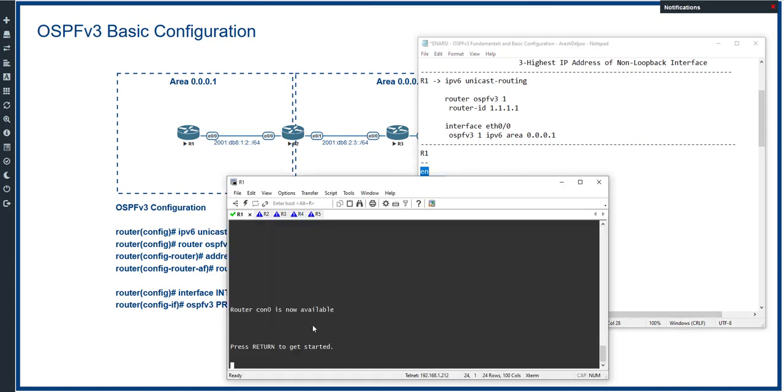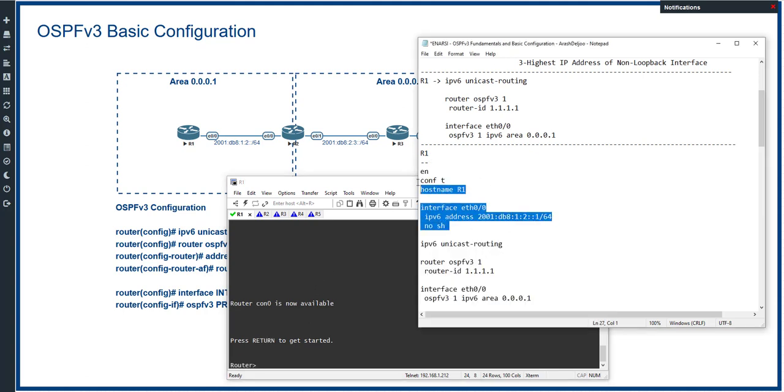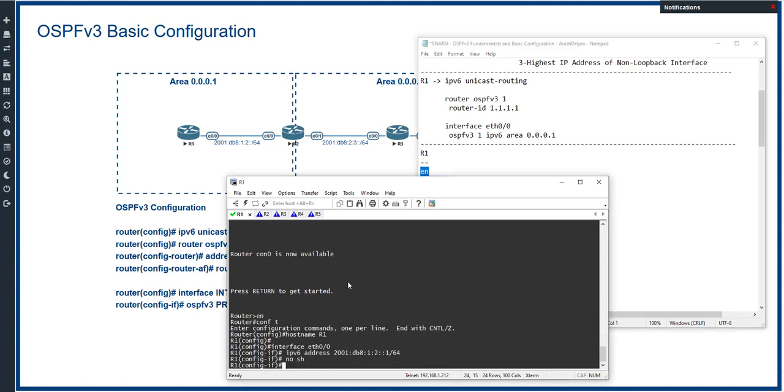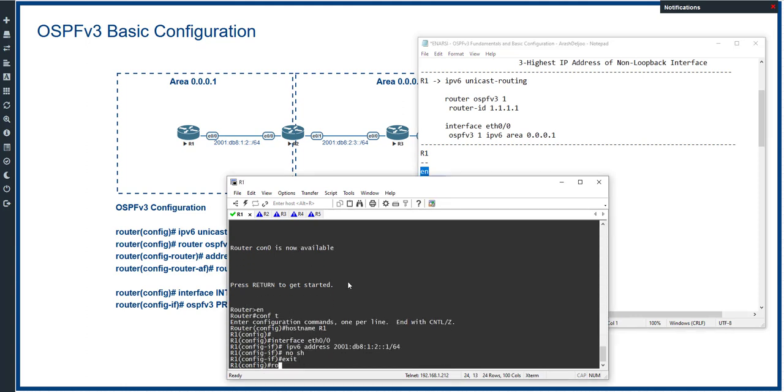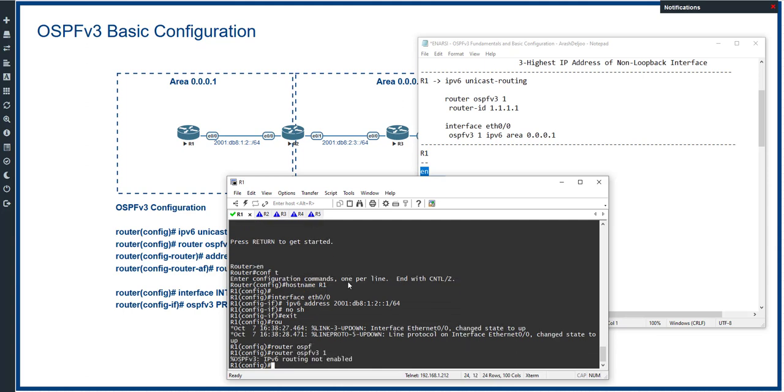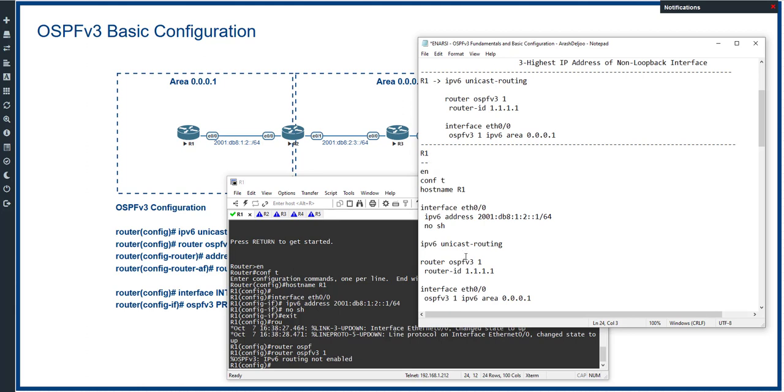This is the R1 CLI. And here, first, I'm going to copy the IP addressing. Look at here, this is the IP addressing of router 1. Here, assume that we are trying to enable router OSPFv3 1. Look at here, router OSPFv3 1 shows us this message: IPv6 routing not enabled. This means that if you don't enable IPv6 unicast routing, you cannot configure any routing protocol. Because of that, we need to configure IPv6 unicast routing.